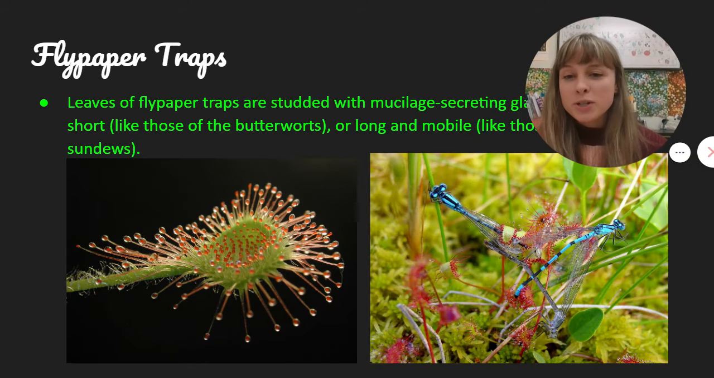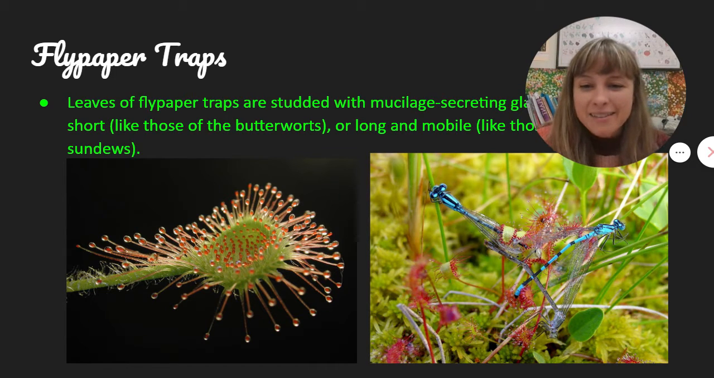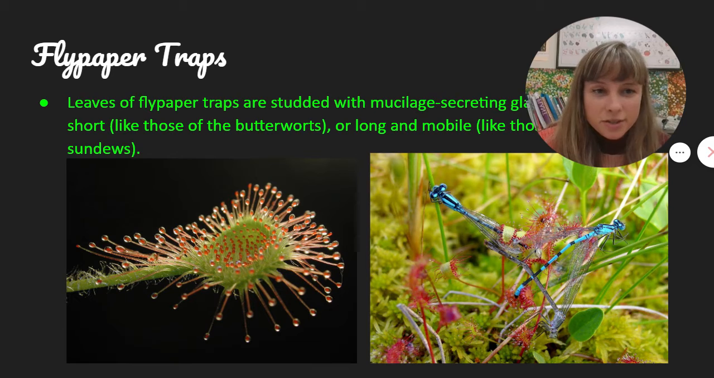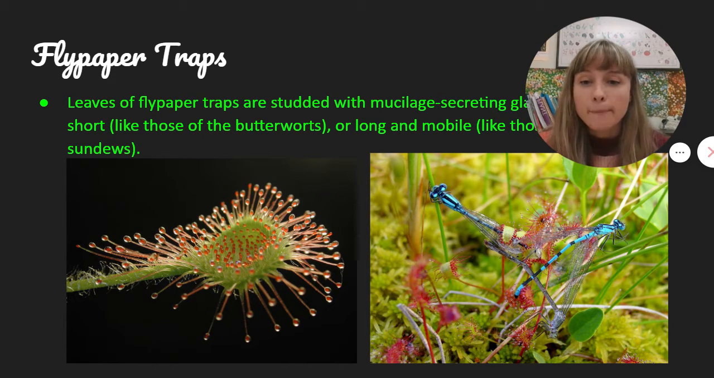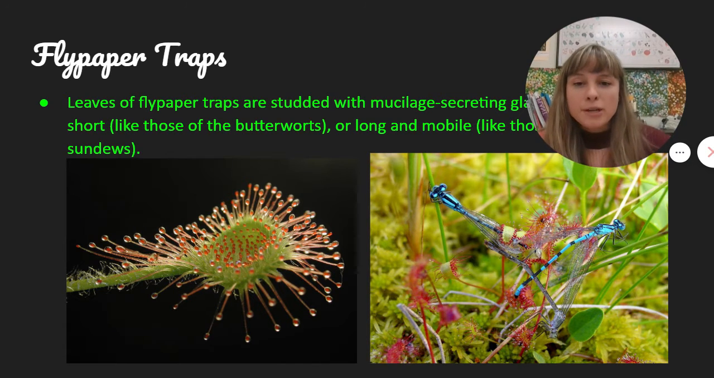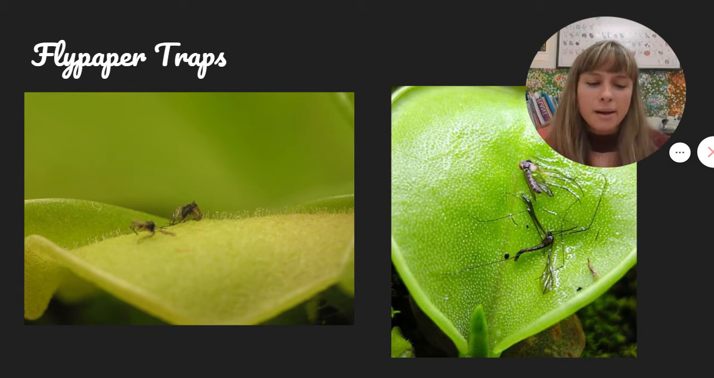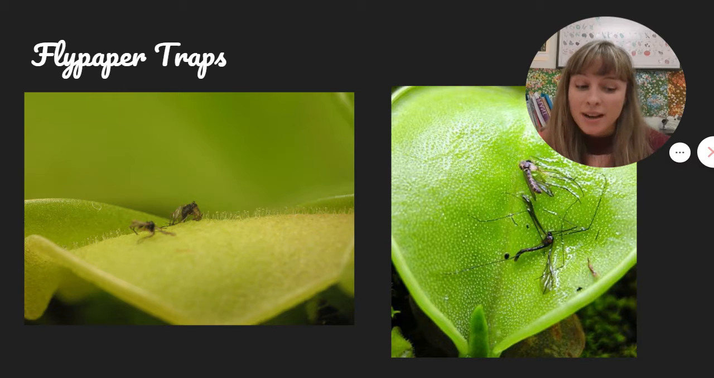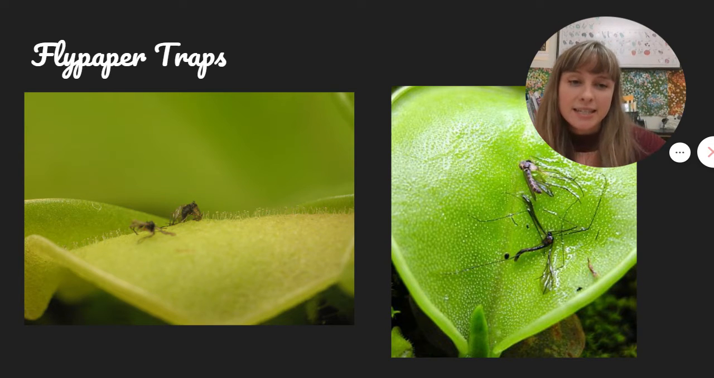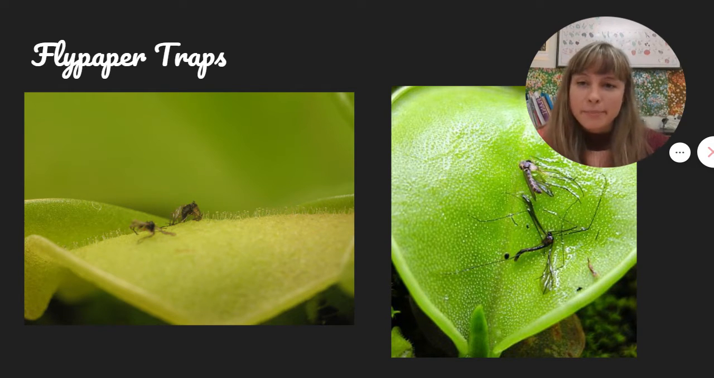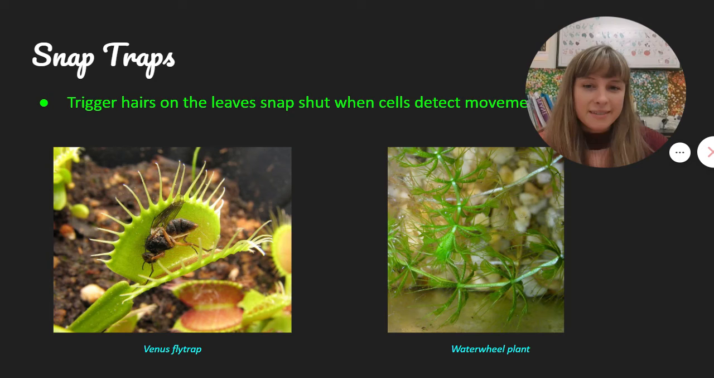So first, flypaper traps are sticky leaves that have mucus secreting glands on the leaves, and they can be long and mobile like these ones below called the sundews, or they can be short like these called butterworts, and the insects basically just get trapped on the leaves with these sticky glands. Flypaper traps, so it's just like flypaper that's used to trap flies.